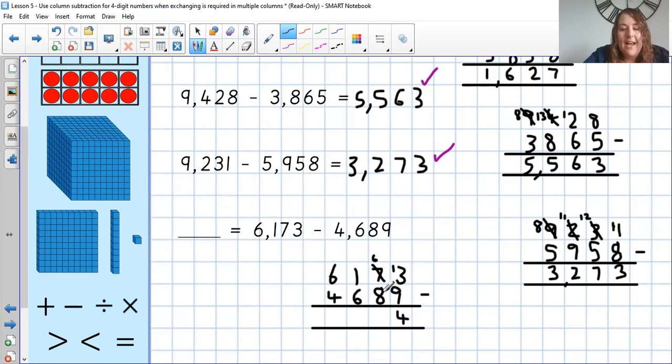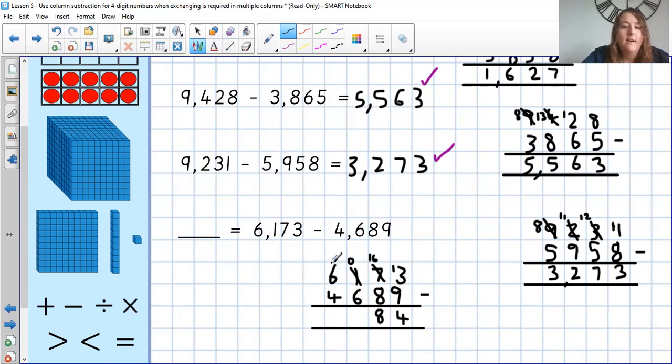Then 6 take away 8, can't do that either, so I cross my 1 out and I pop a 0 in, and I pop my 1 next to my 6. So I've got 16 tens now. And 16 take away 8 is 8. Then I've got 0 take away 6.